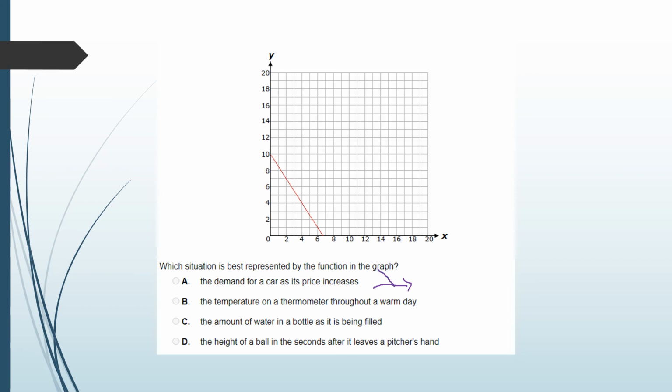Okay. The temperature of a thermometer throughout a warm day. Well, it's going to get warmer as the day goes on. The amount of water in a bottle as it's filled. So at 0 hours, the bottle's not filled at all, and it's just going to go up. The height of a ball in the seconds after it leaves the pitcher's hands. So it's going to go straight across until it gets to the person. So I would say this one is A.